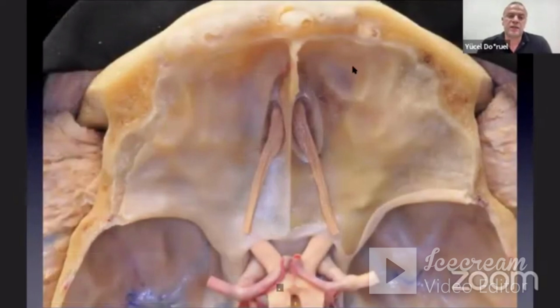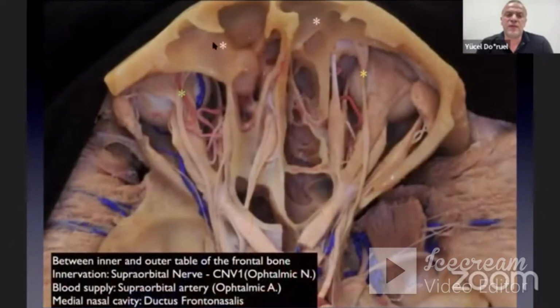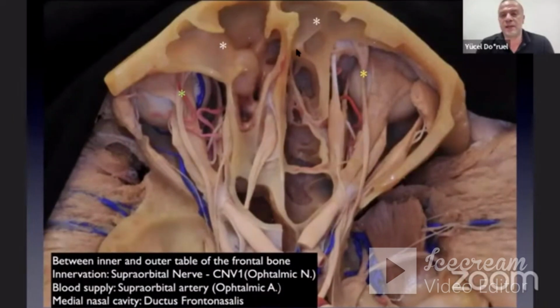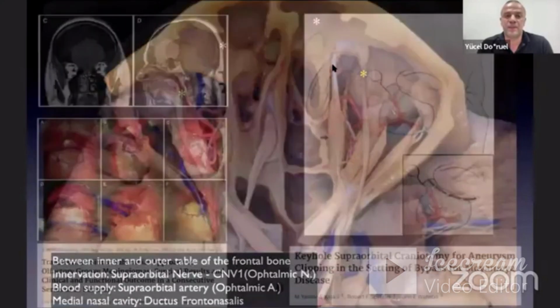This is the anterior cranial fossa of a cadaver, and when we open the superior inner table of the frontal bone, we can see here the frontal sinuses and their relations with the orbit. Its innervation comes from the supraorbital nerve, and its blood supply comes from the supraorbital artery. And here, as I mentioned, you can see the frontonasal duct, which drains the frontal sinus into the nasal cavity.